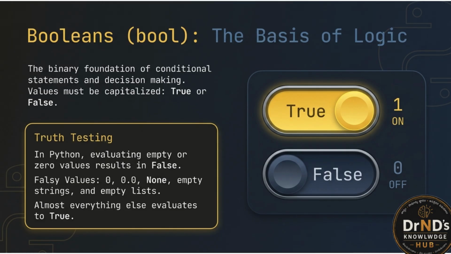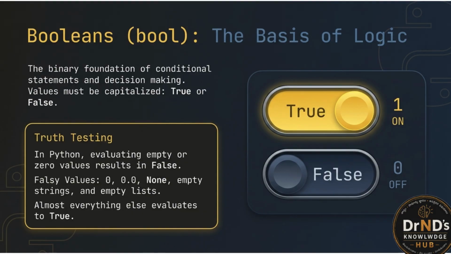So far, we have learned three important data types in Python: integers for whole numbers, floats for decimal numbers, and strings for text. Now let's explore another fundamental data type called Boolean, represented as bool. A Boolean value can have only two possible states, true or false. Notice that the first letter must be capitalized. In Python, True and False are special keywords and are not written in quotation marks.